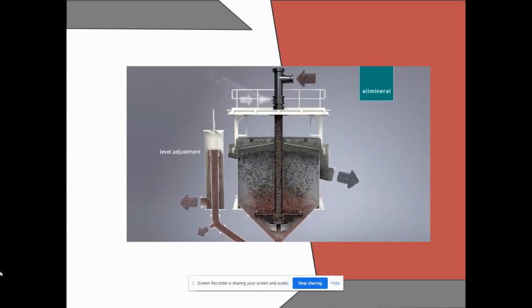A unique feature is the level of the compressor, which is adjusted to facilitate the flotation process and increase the number of bubbles. This is one of the advantages of the pneumatic flotation cell.